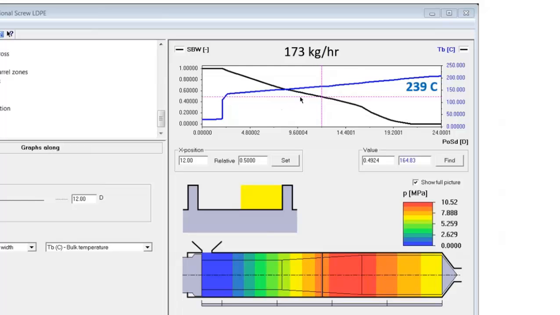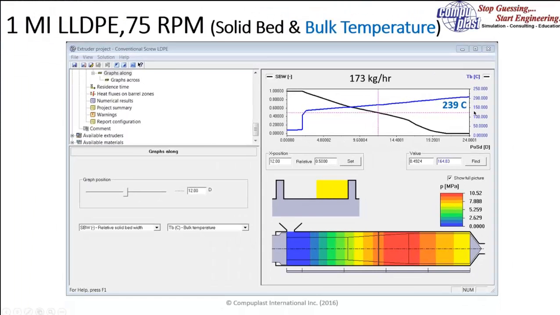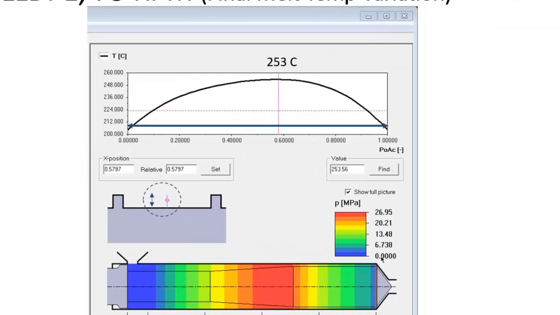But if we look at the bulk average temperature, we see that the final bulk average temperature is over 30 degrees higher than with the low density, 239 degrees. Now, this is just the bulk average temperature. If we look at the temperature across the gap at the end of the screw, we see that the peak temperature is 253 degrees C.